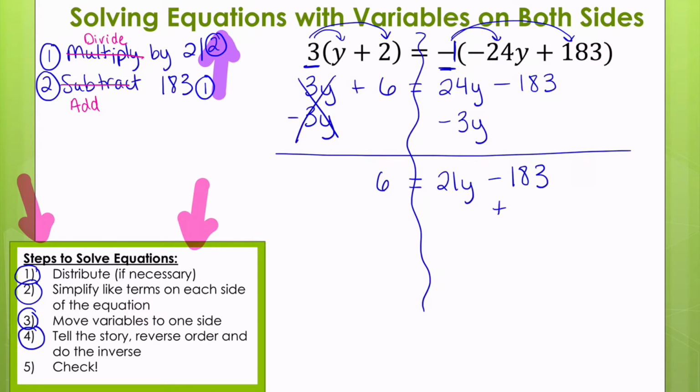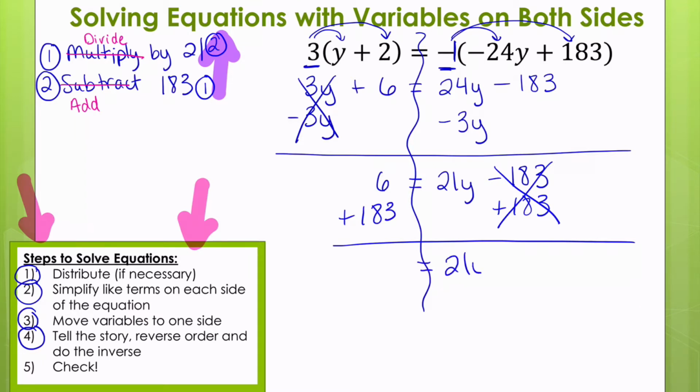So step 1 is I need to add 183 to both sides. And again, a negative 183 and positive 183 make a 0 pair, or make 0. And then whatever I do to one side, I'm going to go ahead and do to the other side. So I'm going to get 21y equals 189. And then step 2 is I'm going to divide by 21. 21 divided by 21 just gives me ones, or 1y. I can just write that as a y. And then I'm going to divide my 189 by 21 and get 9.